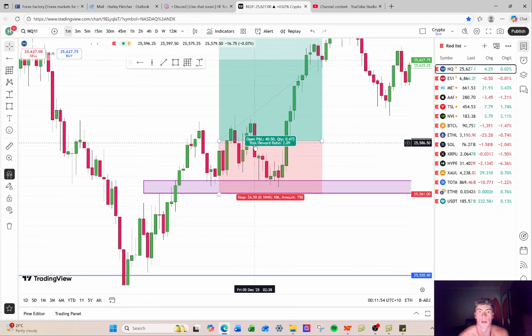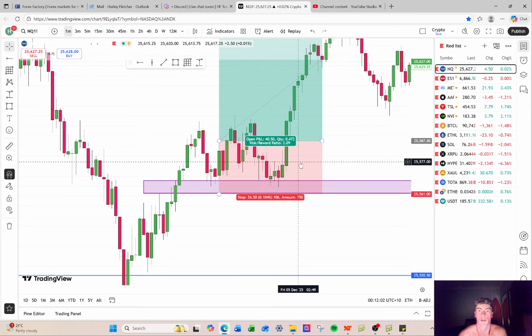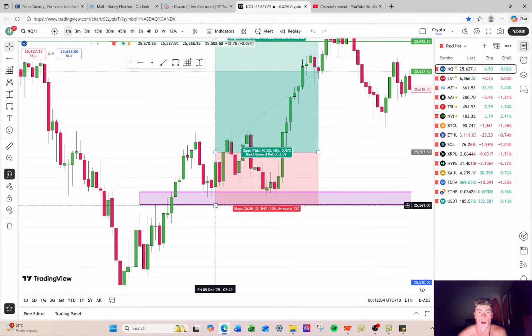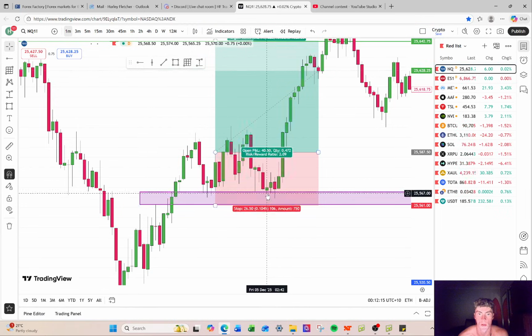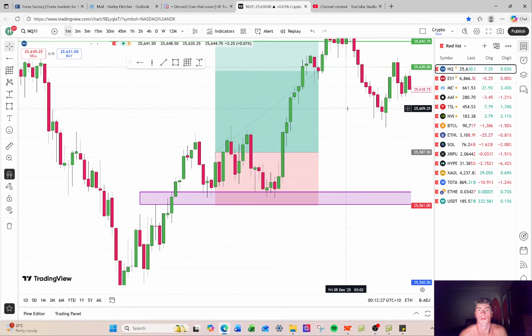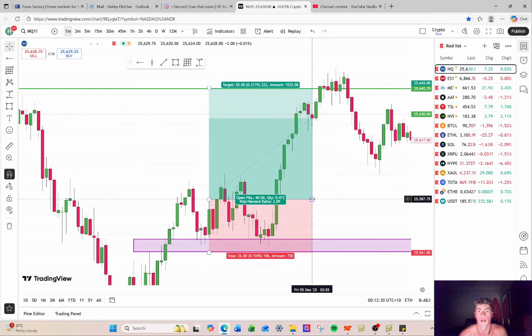We end up chopping around a bit, but instead of panicking and possibly getting out of my position for a loss, I had my stops behind this 5-minute fair value gap, which was a good point to put my stop loss at. And I actually entered another position right here. When it entered the fair value gap again, I put another order on to get filled, so it actually gave me a better risk to reward ratio. And then from there it just pumped and had no looking back.